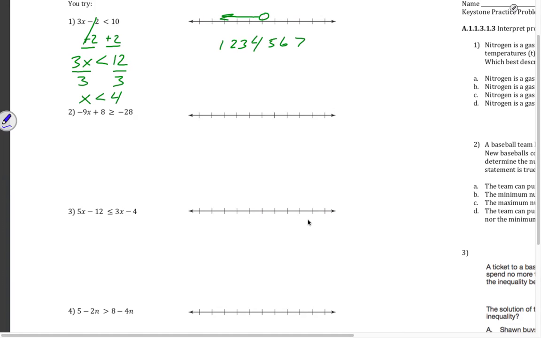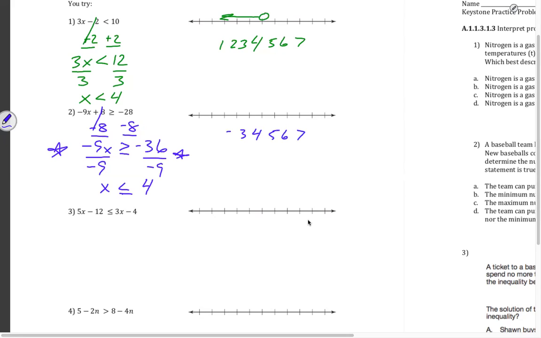Number 2, go ahead and subtract that 8. That gives me negative 9x is greater than or equal to negative 36. Divide by negative 9, and you get x is, whoop, don't forget, flip your sign. x is less than or equal to 4. Put 4 in the middle. 5, 6, 7, 3, 2, 1. Closed circle. Not eating the x, so I'm shading less than.